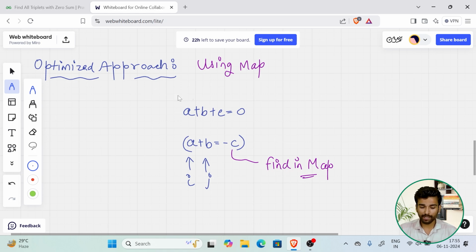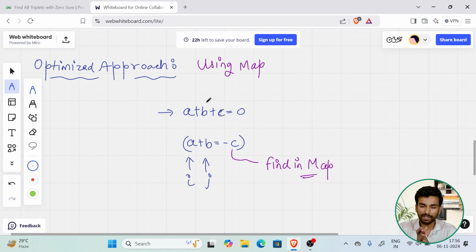Basically in the question, we are trying to find three values, that is a, b and c, such that the sum of these three values comes out to be equal to 0. If I write this as a mathematical equation, we will have a plus b plus c equal to 0.